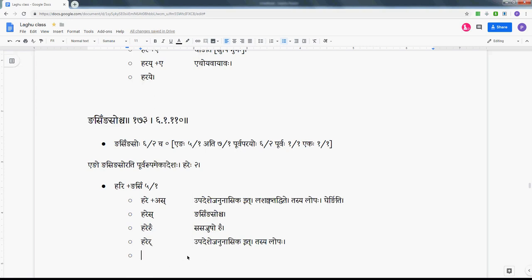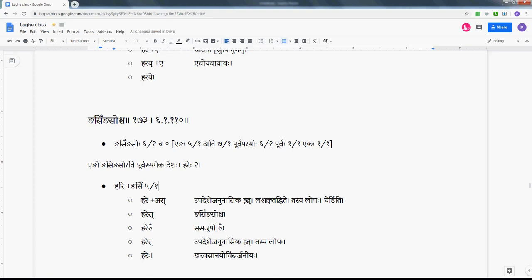What will happen? Kharavasanayor Visarjaniha. Avasana is there, therefore Visarjaniha, visarga adesha. Hare he, thereby you will get Hare he. And this will be in what? Panchami ekvachana. Now shashti ekvachana also, same thing.